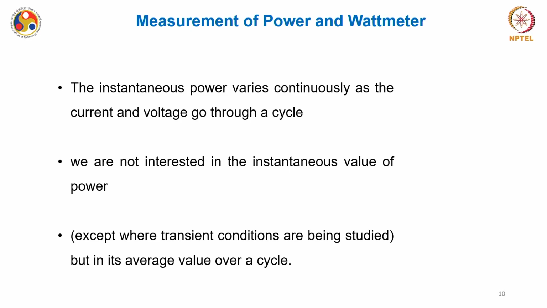So in case of the AC, we are more interested in the average power, not in the instantaneous power. Let's try to understand this. The instantaneous power varies continuously as the current and voltage go through a cycle. In case of an AC signal, we are not interested in the instantaneous value of the power. Of course, there are conditions, like when transient conditions are being studied, in which you are more interested in the instantaneous value rather than the average value. But in general, we are interested in the average value over a cycle for quantities like power.